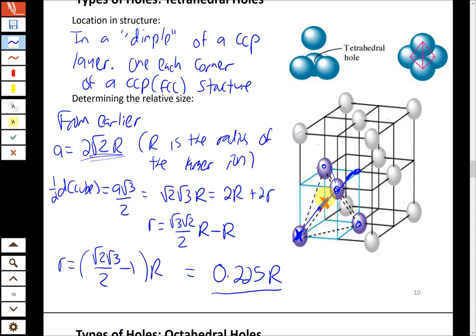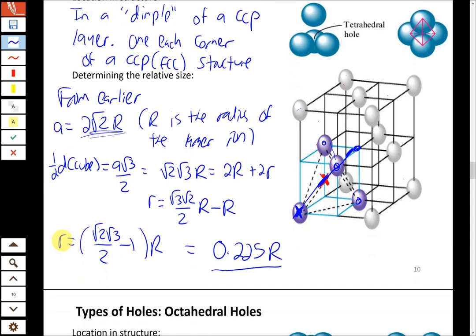That's the size of that hole relative to the big ion. So it has to be a much smaller ion to be able to fit into that hole in the structure compared to the size of the ions that are at the corner positions. All right, so that's the relative sizes of those two. And as we'll see, there's going to be sort of a range of values that they can occupy. So in a tetrahedral hole, that's the size of the cation that you can fit in there.